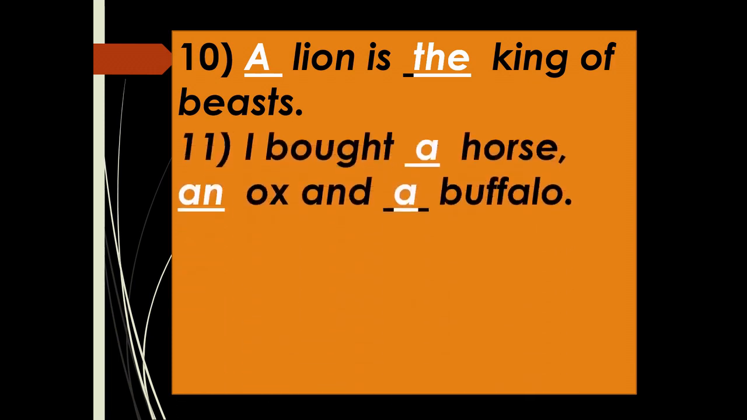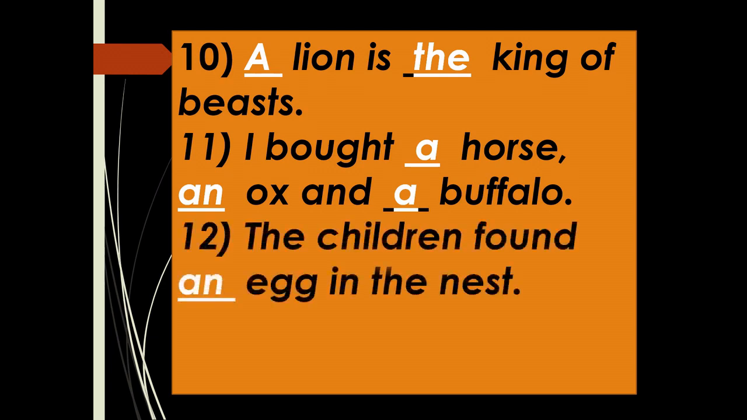Number 11. I bought a horse, an ox, and a buffalo. So here, the word horse is starting with a consonant sound, ox is starting with a vowel sound, and buffalo is starting with a consonant sound. So according to that, a and an are used, and they all are singular. Number 12. The children found an egg in the nest. Egg is a singular noun, and it is starting with a vowel sound. That is why an is used with it.